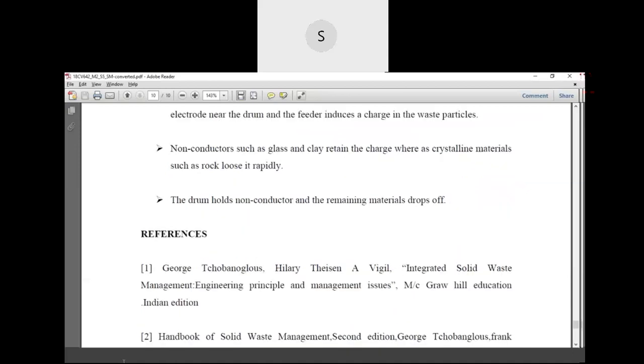So this is the crux of the discussion today.